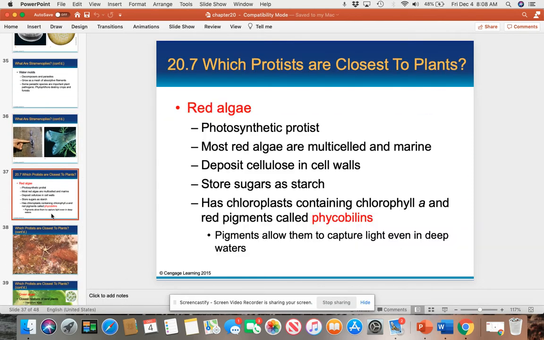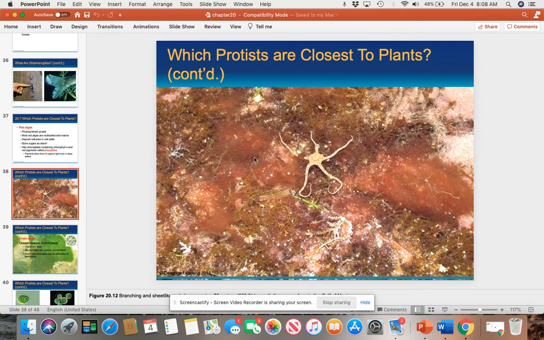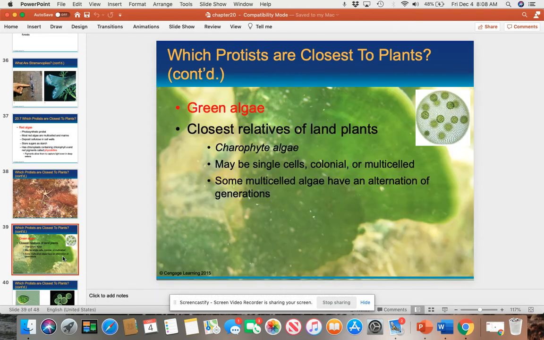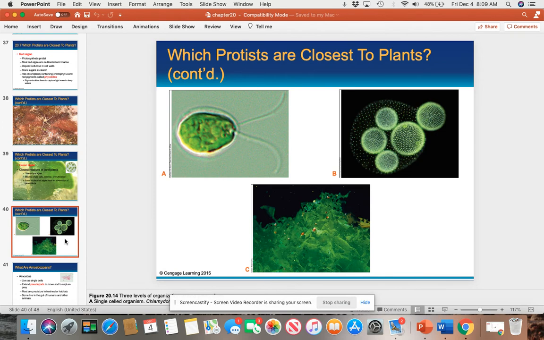We have green algae, brown algae, and now red algae. Red algae has that red pigment called phycobilins. And so you see the red algae around this brittle star. And your green algae has, of course, chlorophyll, chloroplasts, and they photosynthesize.